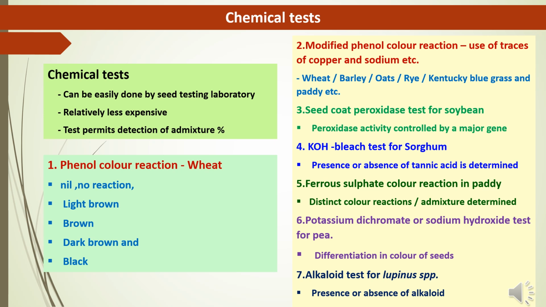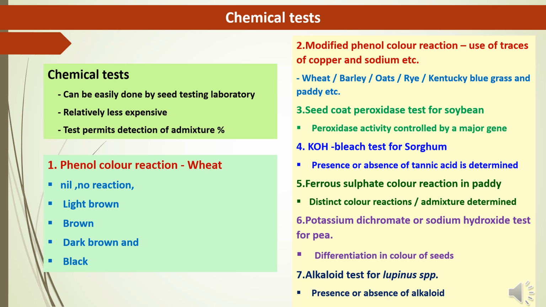The fourth test is the potassium hydroxide bleach test for sorghum crop. The presence or absence of tannic acid, which is a dark pigment in the testa or undercoat layer of sorghum seed, is determined by soaking sorghum seeds in a solution of potassium hydroxide and fresh household bleach of sodium oxychloride for a defined period, and the admixture of one group of varieties in the other can be determined.